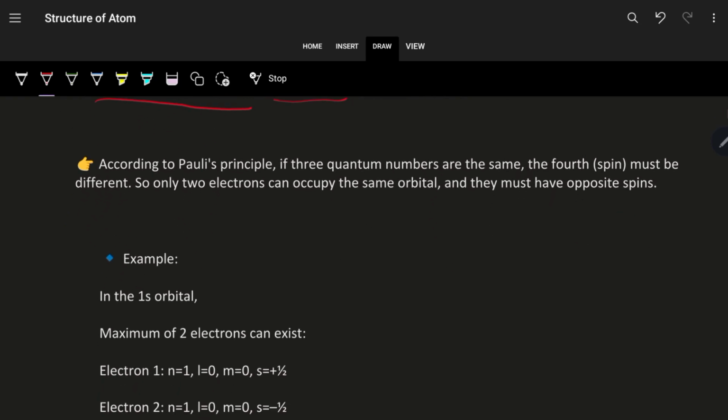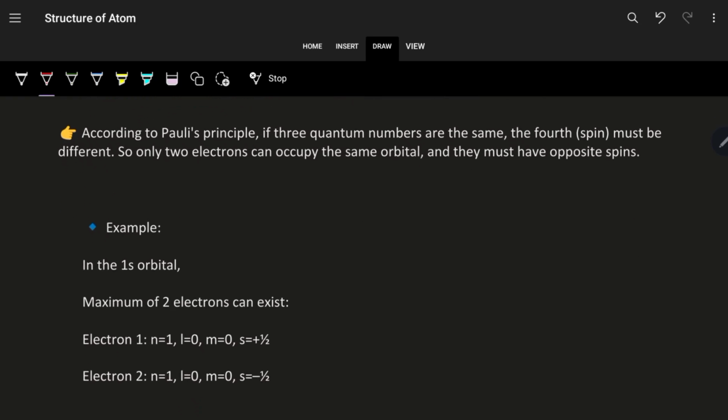Now, according to Pauli's principle, if 3 quantum numbers are the same, the fourth, the spin quantum number, must be different. That means if n, l and ml are the same, the ms quantum number must be different. That is, only 2 electrons can occupy the same orbital with opposite spin.